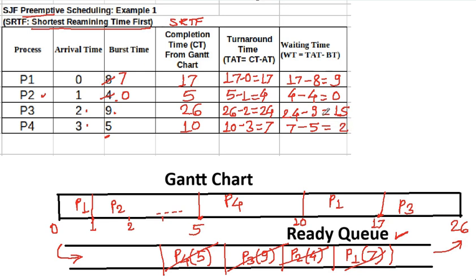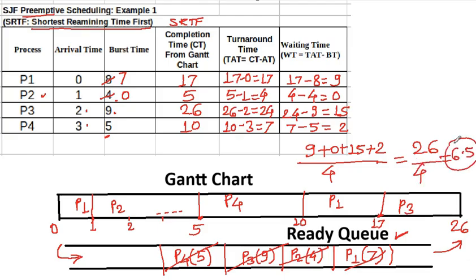Now add all the waiting times. If you add, it is 9 plus 0 plus 15 plus 2, divided by 4. 15 plus 2 is 17, 17 plus 9 is 26, and 26 divided by 4 is equal to 6.5. So the average waiting time will be 6.5 for this schedule. Hope you understood this SJF preemptive scheduling. It is also called shortest remaining time first. Thank you.